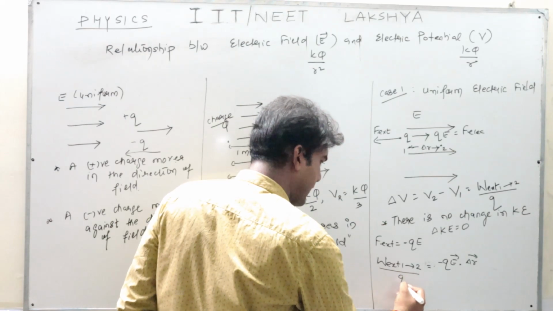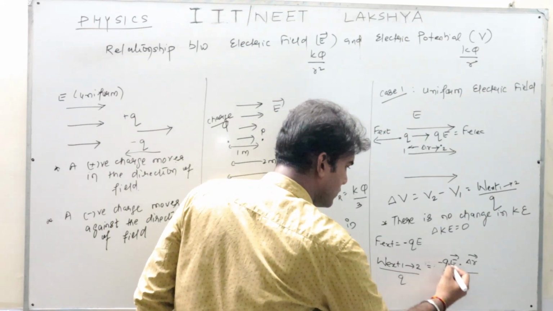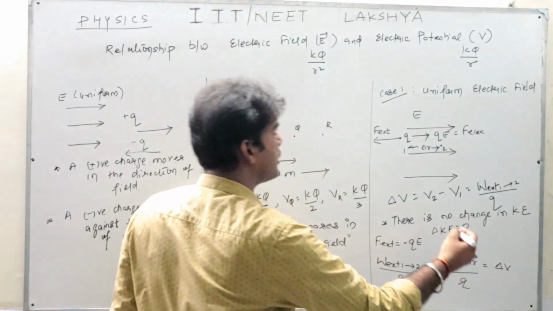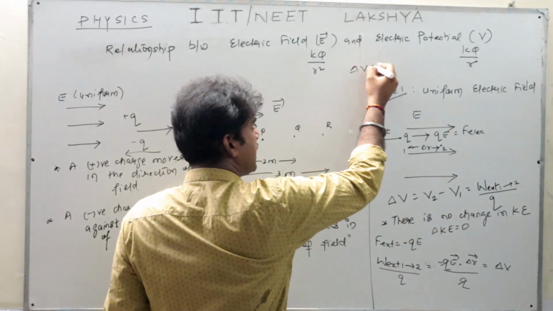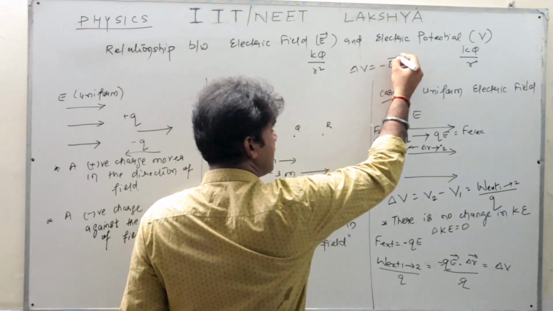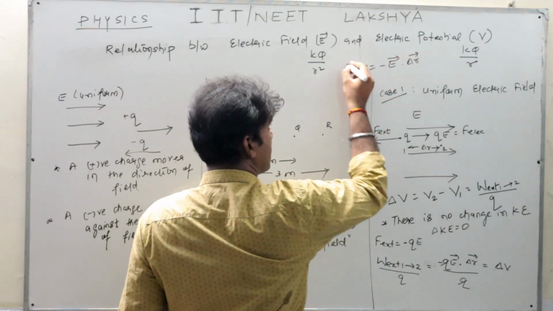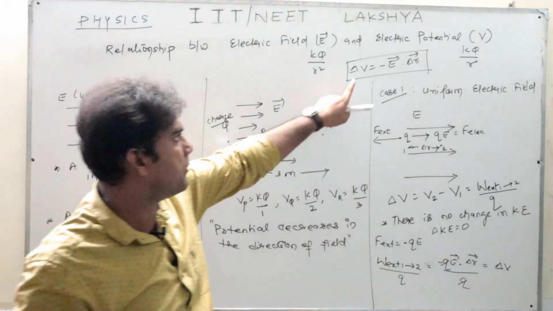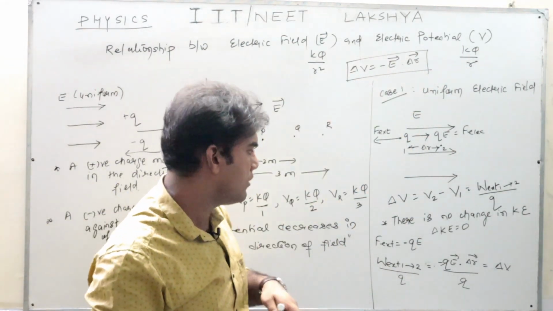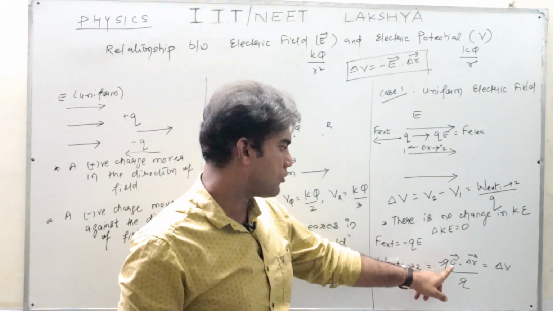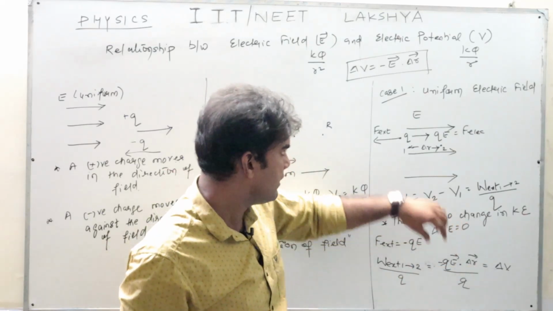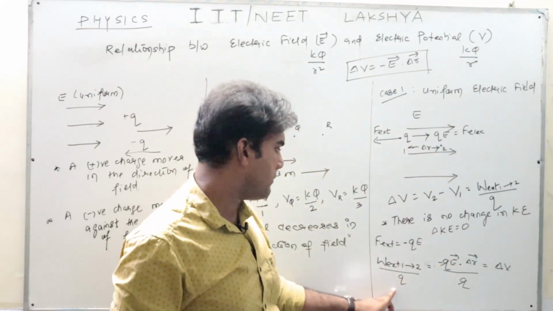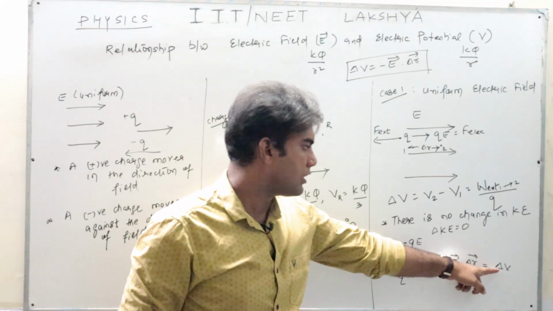And when I divide it by Q, then what do I get? Minus E dot delta R, which is your delta V. So we got the formula of delta V. Any potential difference is minus E dot delta R. We got the formula of potential difference. Observe here, external force is minus QE, and work is F external dot dr, where dr is the distance between them, divided by Q to get the potential difference. So Q cancels with Q, giving delta V.